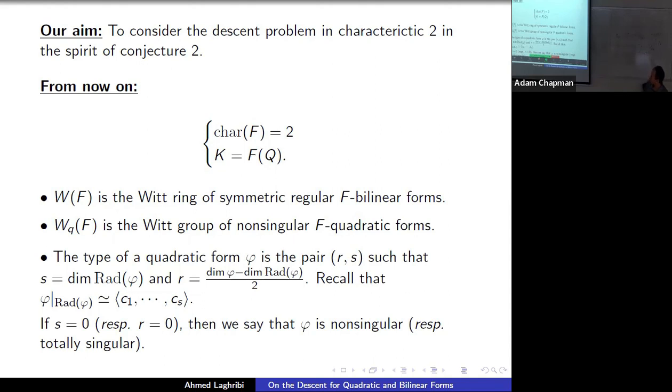And we have some terminology. If s is zero, no radical, the form is called non-singular. If r is zero, the extreme case, the form is called totally singular.